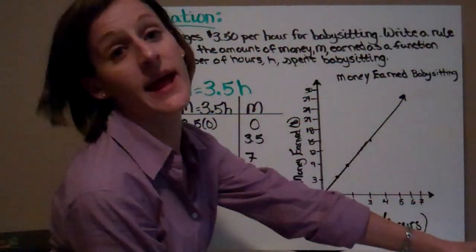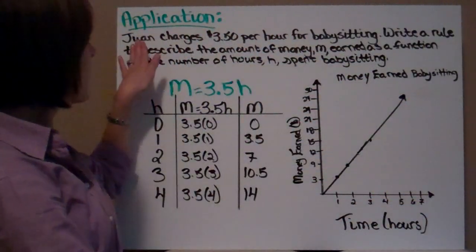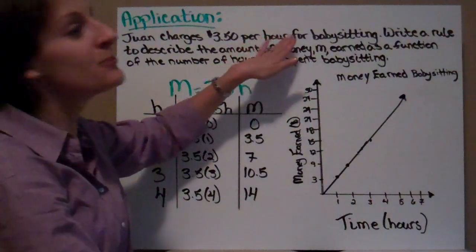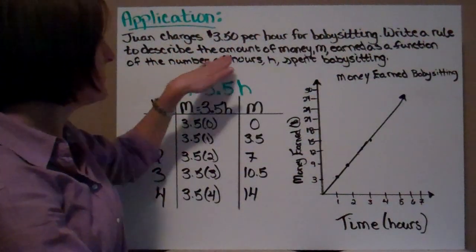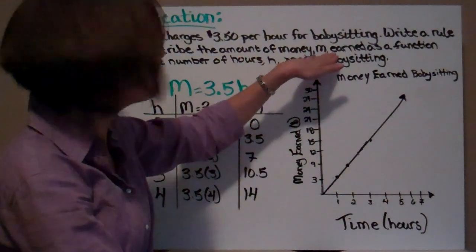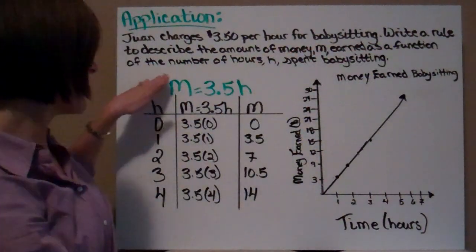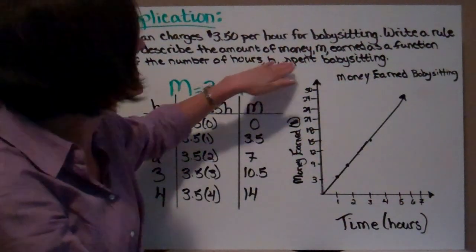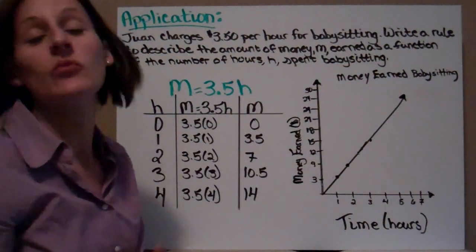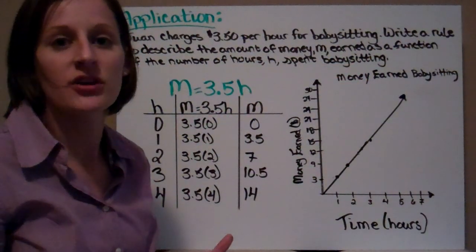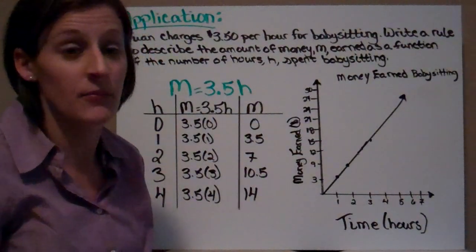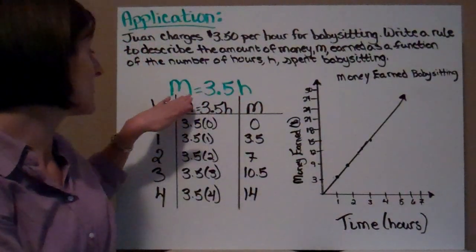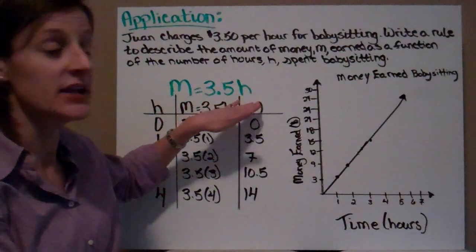Alright, now let's look at an application problem. So, I have one who charges $3.50 per hour for babysitting, and we need to write a rule to describe the amount of money earned as a function of the number of hours, which is H, spent babysitting. So, to find how much money he earned, which is M, the total amount, you're going to do 3.50 times the number of hours. So, you got M equals 3.5H.